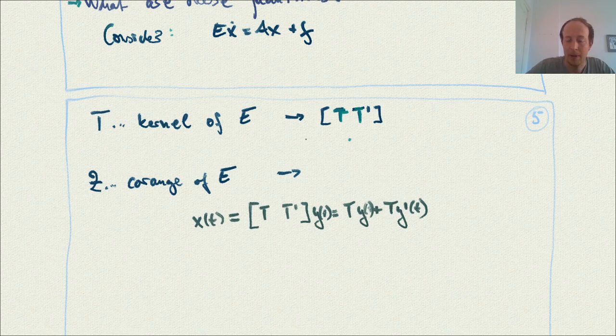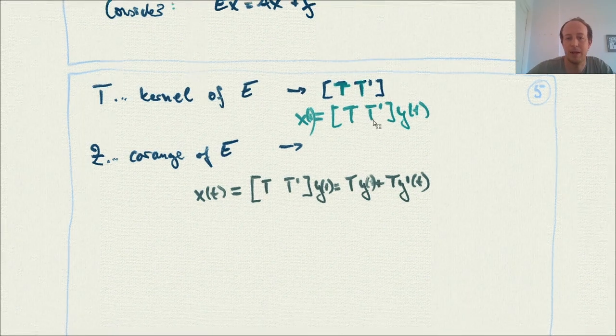Well, anyway, this makes an invertible matrix, so we can consider the transformed x to be T, T dash times y of t. So this is a state transformation. We can just consider our actual state to be this matrix made of T and T dash times some other variable. So this is the state transformation.